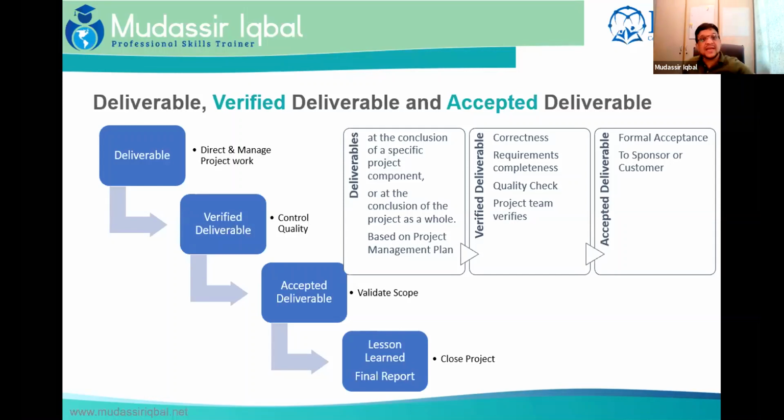So the deliverable is created in direct and manage project work, a process in the integration knowledge area, where Mudassir says, sir, Mr. Iqbal, I have done the job. Mr. Iqbal is a project manager. He says, okay, and sends this to Tharmila. She is a quality control manager. She makes sure that the deliverable that Mudassir has produced is as per the specifications, requirements, and acceptance criteria of the client.